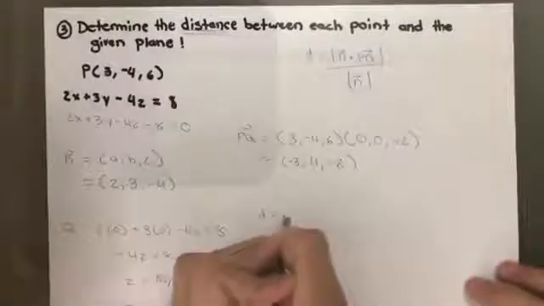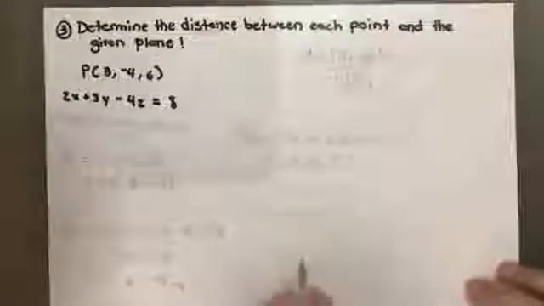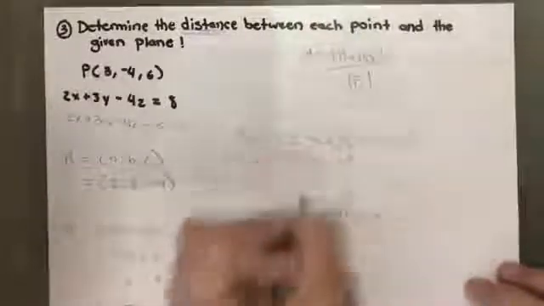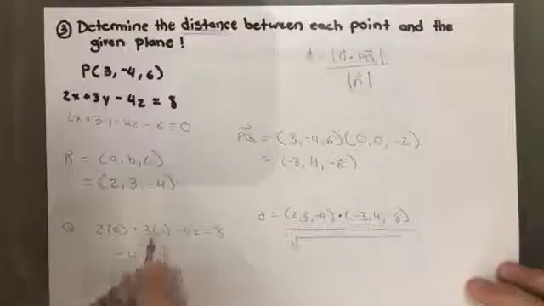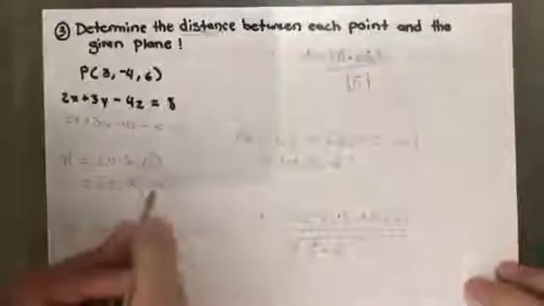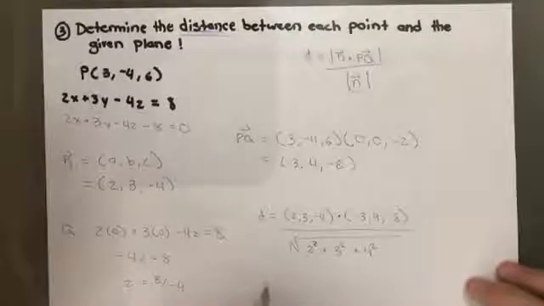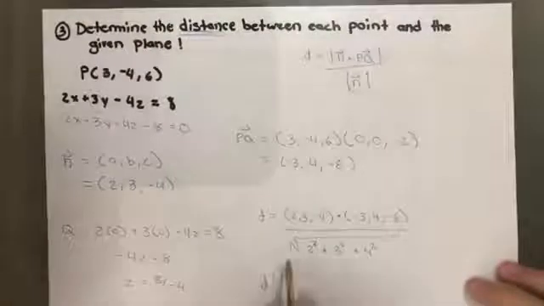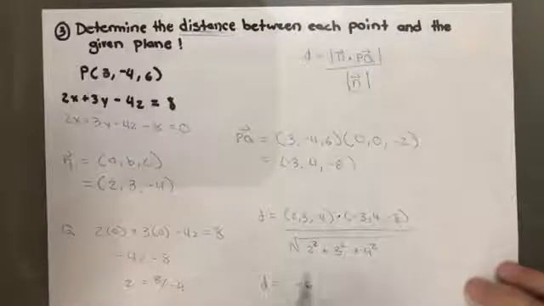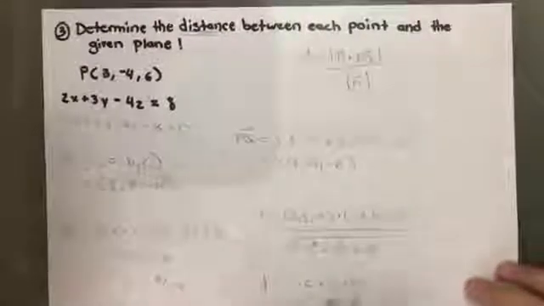So d equals, our normal is 2, 3, negative 4, dot product with negative 3, 4, and negative 8, divided by the square root of 2 squared plus 3 squared plus negative 4 squared. Because of the absolute value, we can just convert the negative 4 into a positive 4 squared. It doesn't matter. Now we do the dot product of the numerator. 2 times negative 3 is negative 6. 4 times 3 is plus 12. And negative 4 times negative 8 is plus 32.